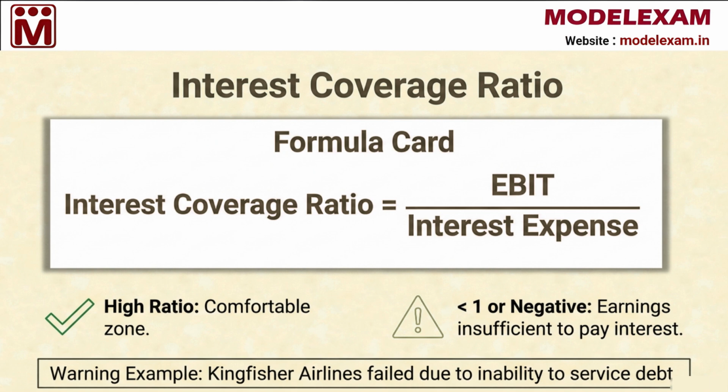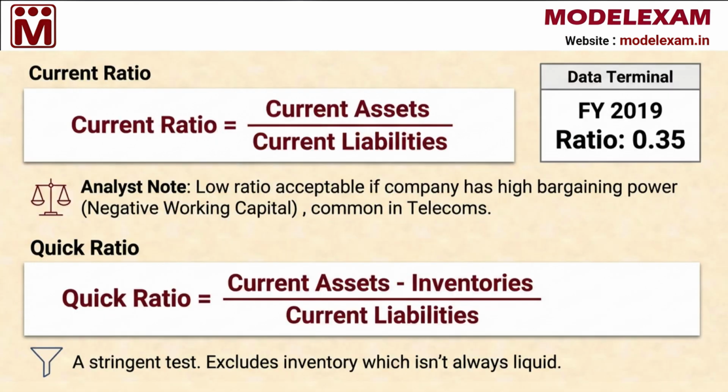A classic example is Kingfisher Airlines, which failed because it was consistently unable to service its debt obligations from its earnings. Next, we check if the company can survive the short term using liquidity ratios. The most common one is the current ratio, calculated as current assets divided by current liabilities. For Bharti Airtel in 2019, this ratio was 0.35.